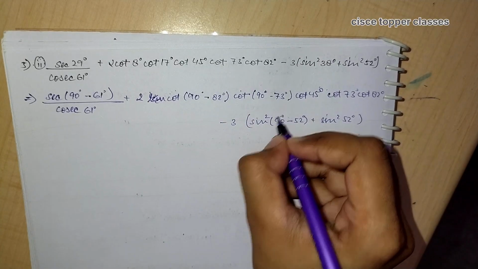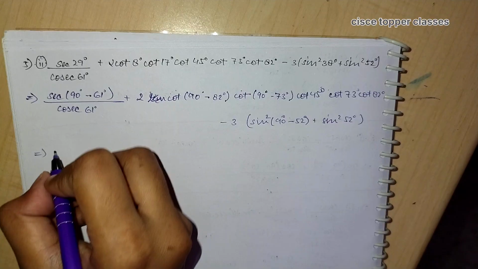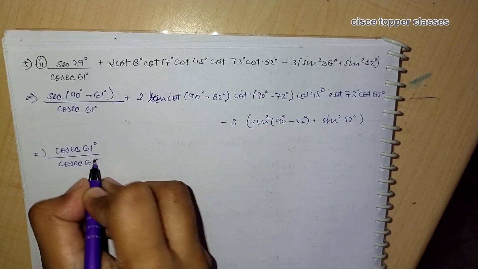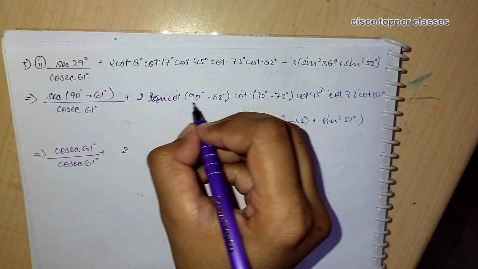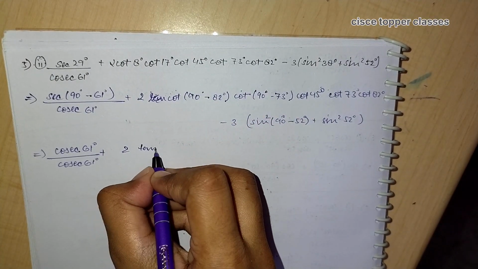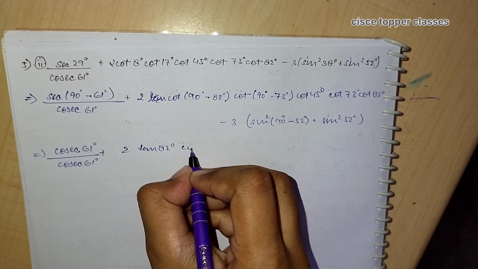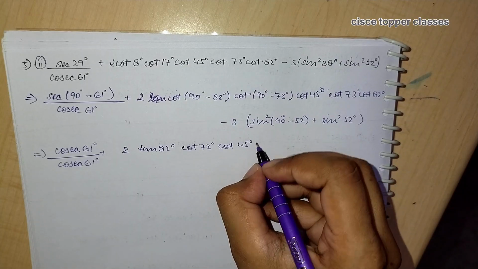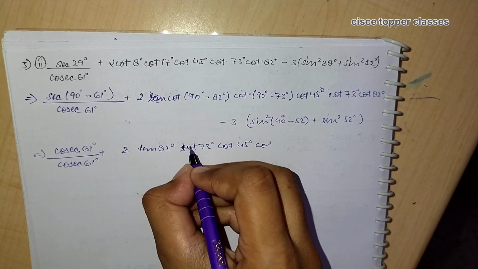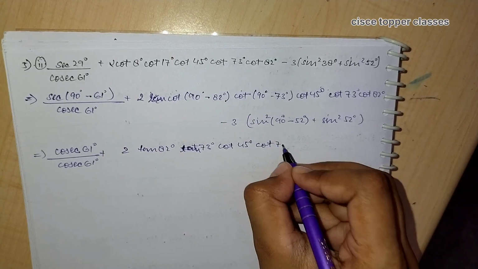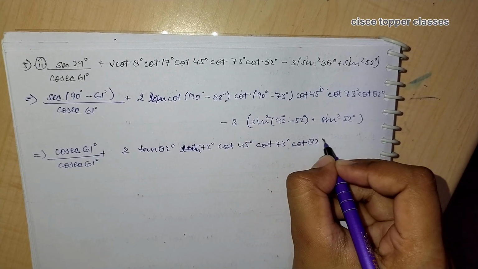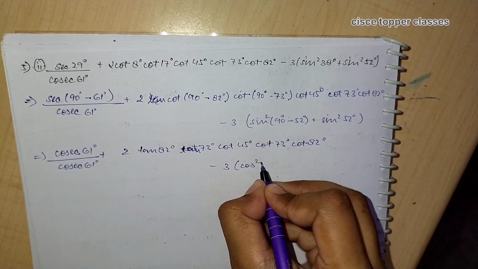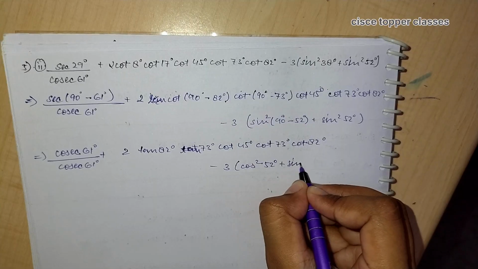So this part we can write here sec(90 minus 61) as cosec 61 divided by cosec 61 plus 2 cot here. Cot(90 minus theta) we can write here as tan theta, tan 82 degree, and here this will be cot theta, cot 73 degree, cot 45 degree, and here, sorry this is tan 73 degree, cot 73 degree, cot 82 degree minus 3 sine(90 minus theta) we can write cos now. So this will be cos square 52 degree plus sine square 52 degree.